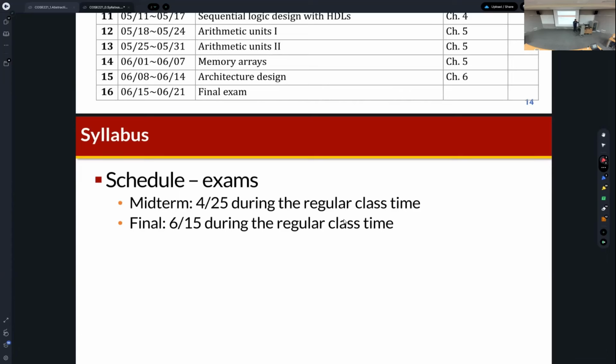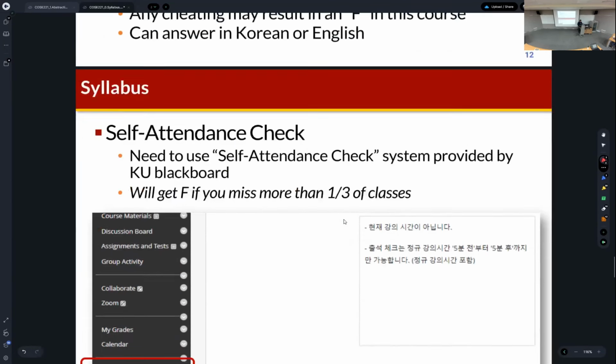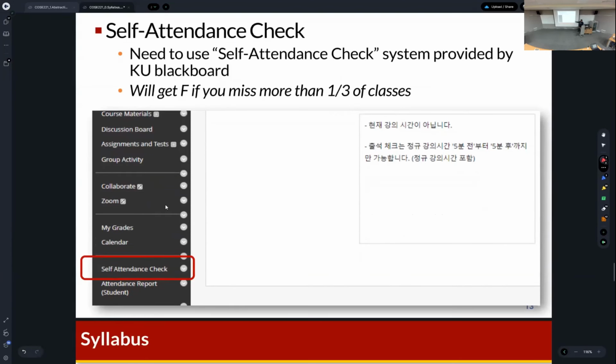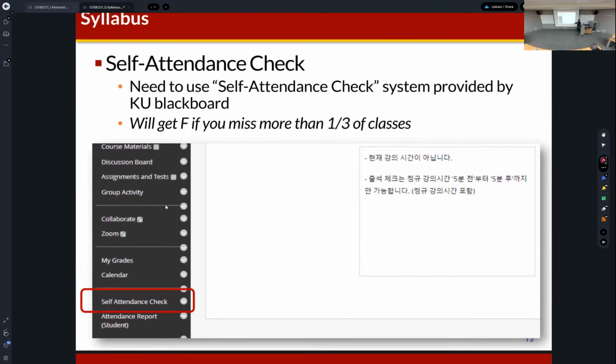So I briefly introduced this digital logic design course. Any questions? Regarding students who attend by Zoom: yes, even if you attend by Zoom, you have to do the online attendance check. So I will just check your attendance using this Blackboard system. If you take the online classes using Zoom, then you also need to use this self-attendance check system. Okay. Any question?